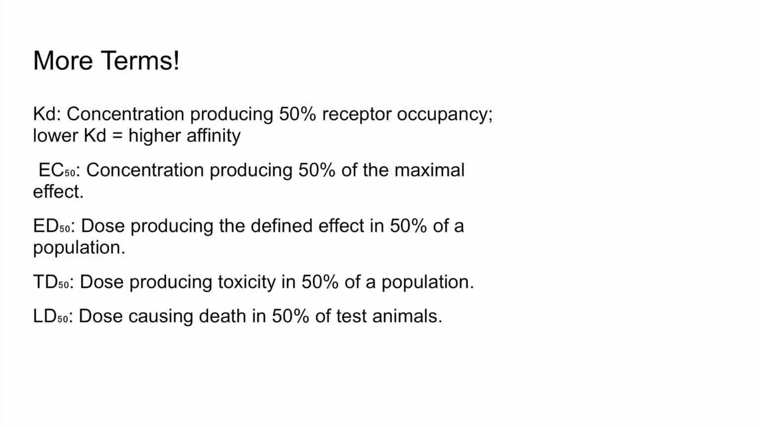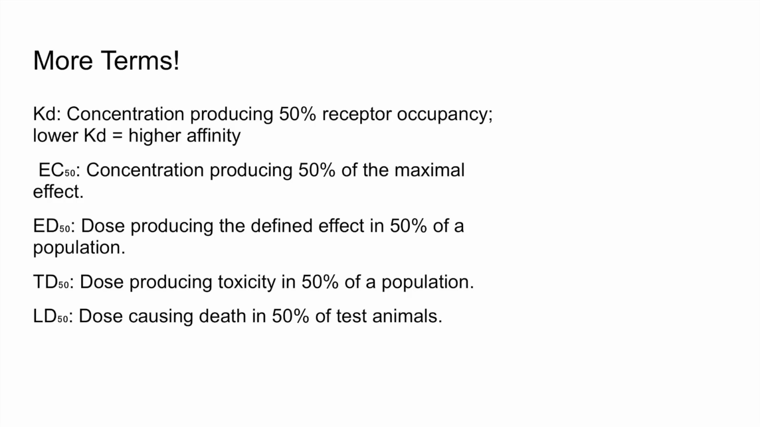These terms all contain 50, but they measure different things. The dissociation constant, or KD, is the drug's concentration at which 50% of receptors are occupied. A lower KD indicates greater receptor affinity because less drug is needed to achieve that level of binding. EC50 is the concentration that produces 50% of the drug's maximal effect. It is used with graded dose-response relationships and helps describe potency.